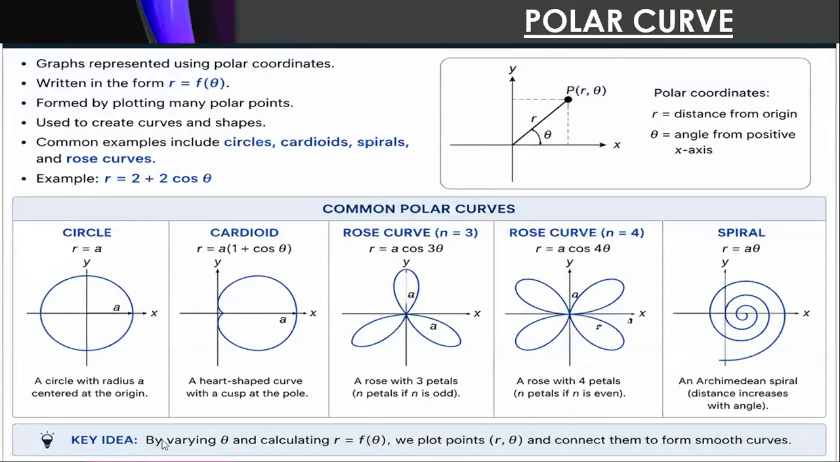So what we need to know is the key idea: by varying theta and calculating r equals f of theta, we can plot the points (r, theta) and connect them to form smooth curves. And these are some of the curves that we can have when we are given a question.